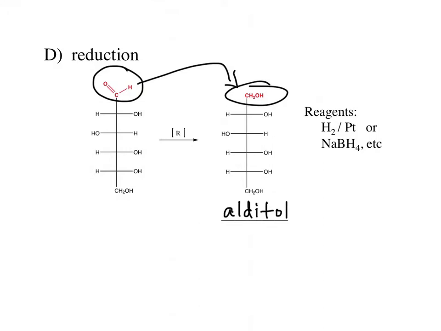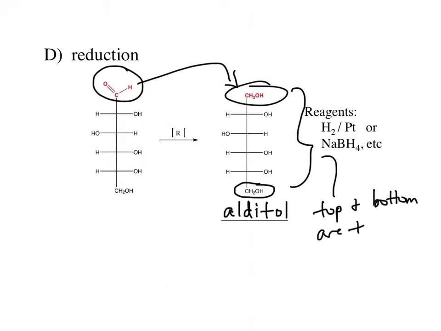So you make an alditol. The advantage of an alditol is it makes the top and bottom the same. So in the alditol, right here, notice that the top and the bottom are the same. Now, why might I care about that? The top and the bottom are the same. What potentially could happen?